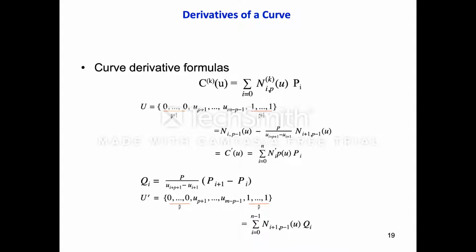U prime is the function between 0 and 1 with the value of p. We get the final equation as summation of i equal to 0 to n minus 1 of N_i+1,p-1 of u Q_i.